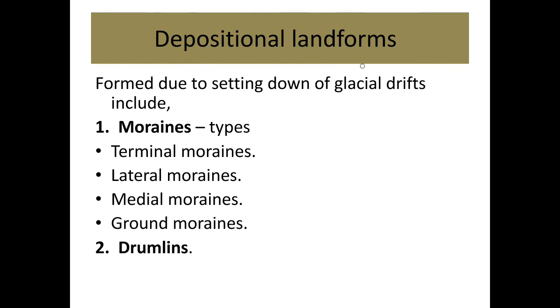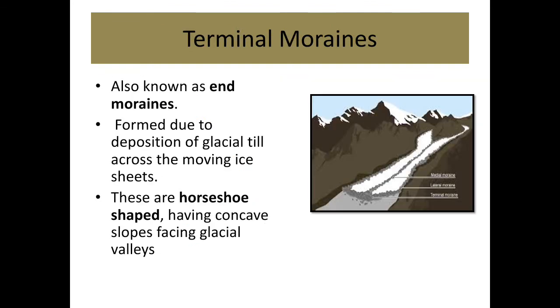And depositional landforms, formed due to the setting down of glacial drifts, include moraines and drumlins. Moraines can be further classified into terminal moraines, lateral moraines, medial moraines, and ground moraines.